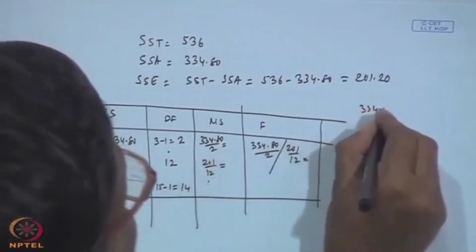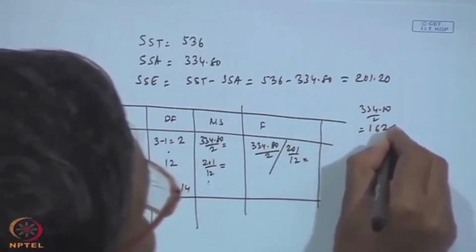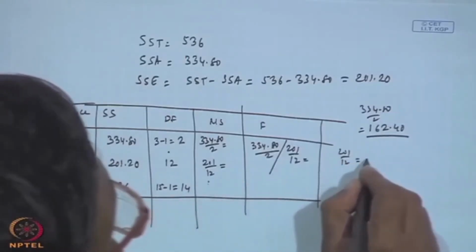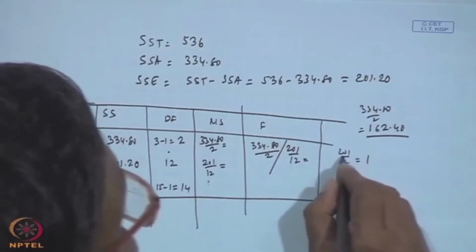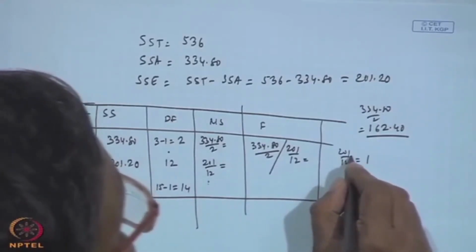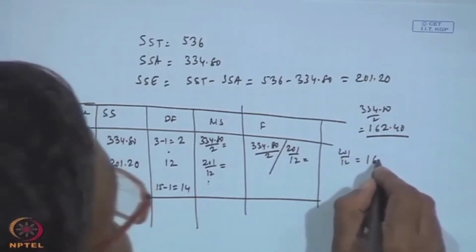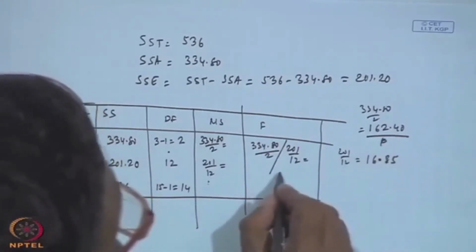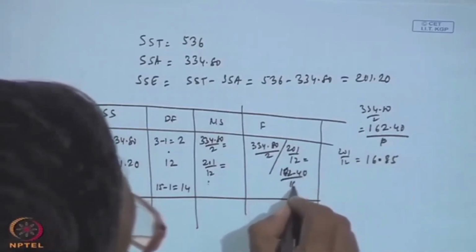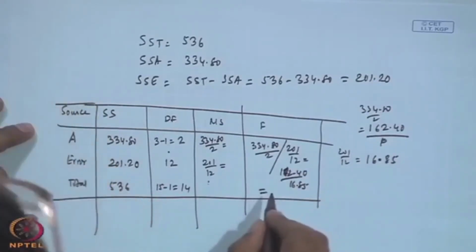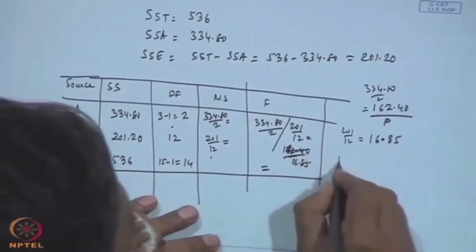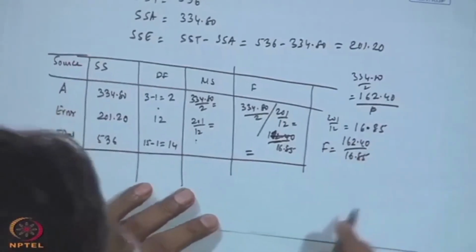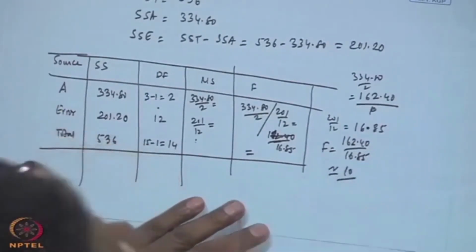334.80 by 2 means 162.40, divided by 201 by 12, that will be 16.85. So F will be 162.40 by 16.85. It will be almost equal to 10.